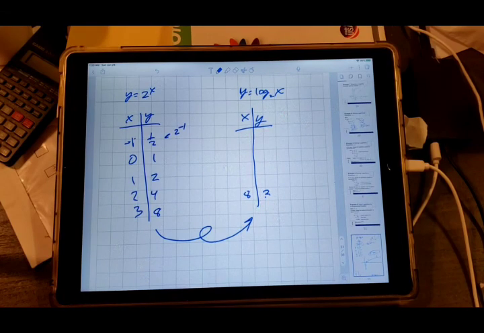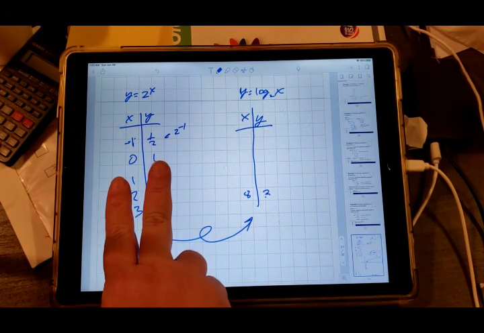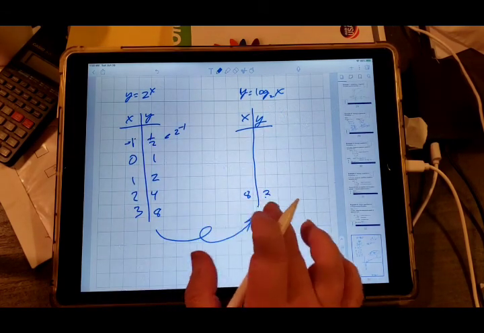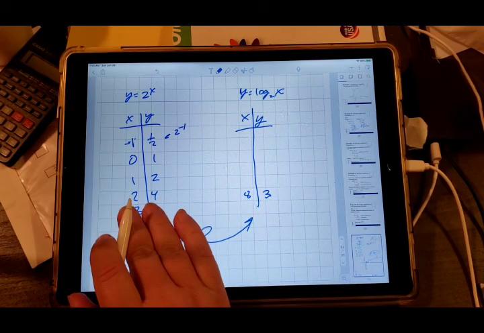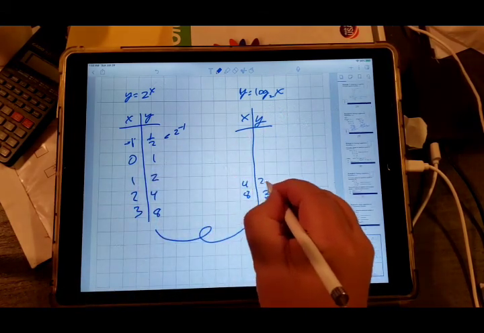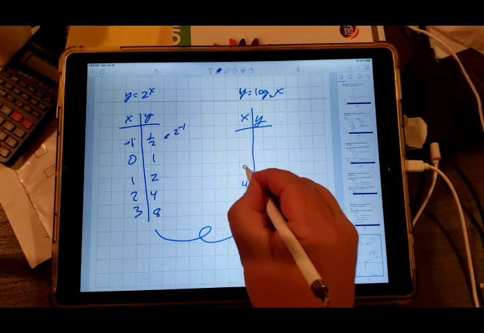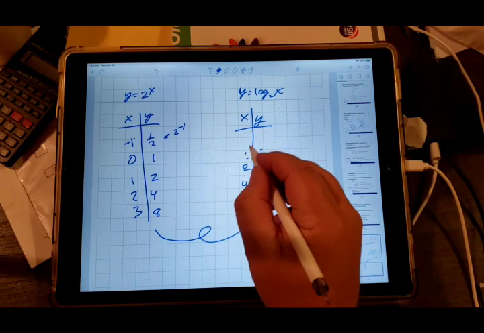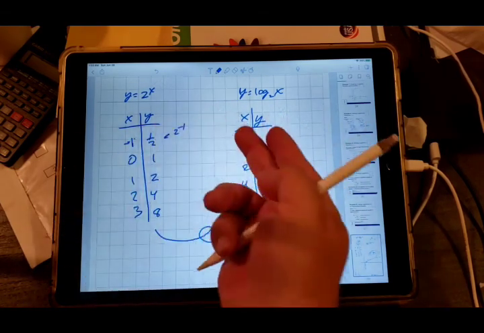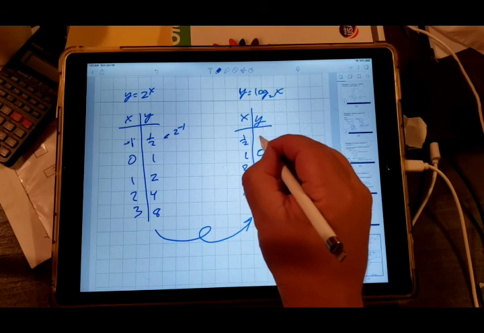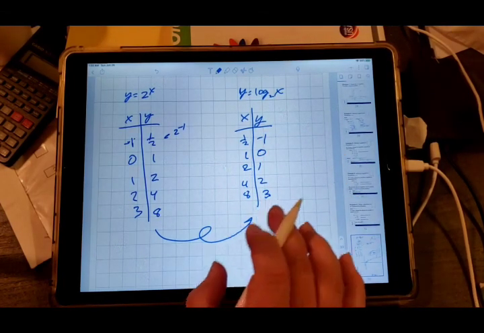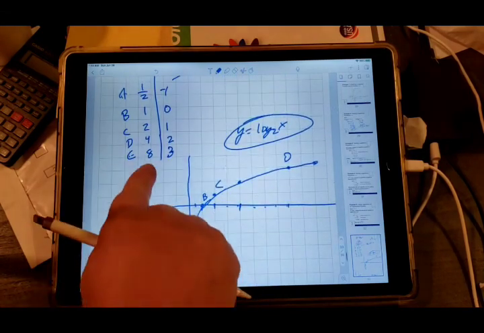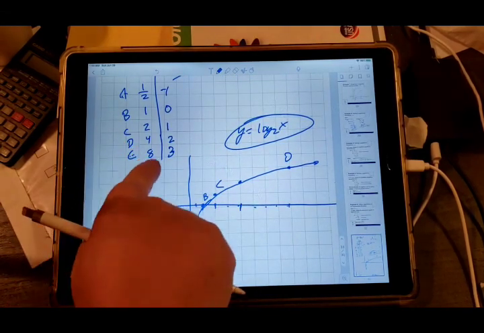They're inverses. If your tables are inverses, it means I can change the x and the y. So 3, 8 becomes 8, 3. 2, 4 becomes 4, 2. 1, 2 becomes 2, 1. 0, 1, 1, 0. And even this one, 1/2, -1. This is the exact same table I had on the previous page, except I earned this table by understanding logarithms.